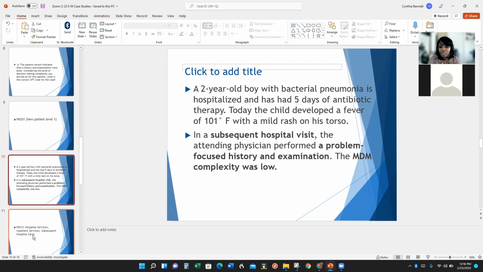The attending physician performed a problem-focused history and exam. So we're zeroing in even more, because now we know what type of exam that patient got and what type of history. And now we know that the medical decision-making is low. So we really only have about 3 options to choose from in this particular scenario. So those are the things that you want to start thinking about when you're going to start assigning codes.